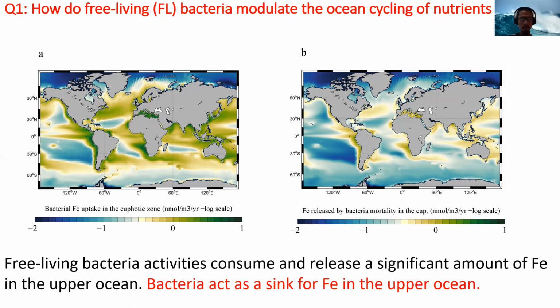But if we compare the release of iron by bacteria with the consumption of iron by bacteria, we see that bacteria consume more iron than they release in the upper ocean. So in the upper ocean, bacteria can act as a sink for iron.